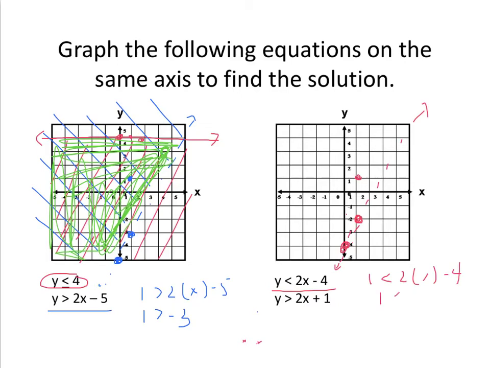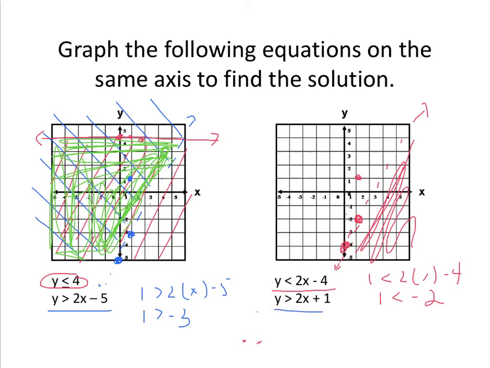So I get 1 is less than negative 2. Okay, this is not true. So I'm going to shade the opposite side. So all of the solutions over here must be true. Okay, moving on to the next one.